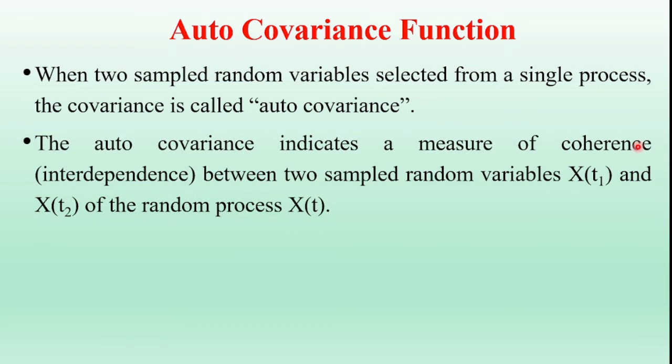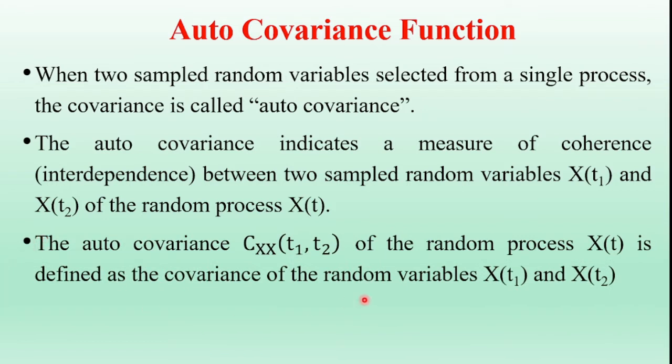When two sample random variables are selected from a single random process, the covariance is called auto-covariance. The auto-covariance indicates a measure of coherence or interdependence between two sample random variables. And what are the two sample random variables from a single random process? x of t1 and x of t2 are the two sample random variables from a single random process. So mathematically, the auto-covariance of the random process x of t is denoted as Cxx of t1 comma t2. The auto-covariance function of the random process x of t is defined as the covariance of the random variables x of t1 and x of t2.